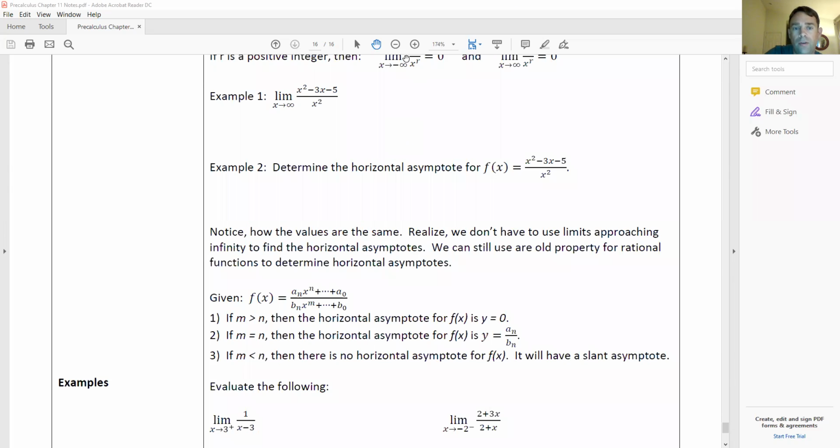Okay? So first up, let's go ahead and determine how to figure out the limit as x approaches infinity. Well, let's not overthink it. Okay. So I'm going to just divide everything by x squared.